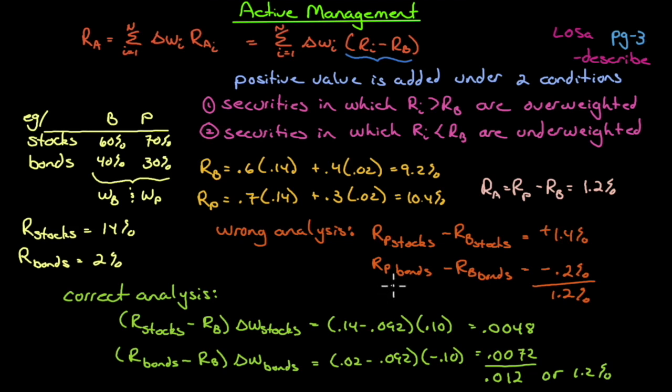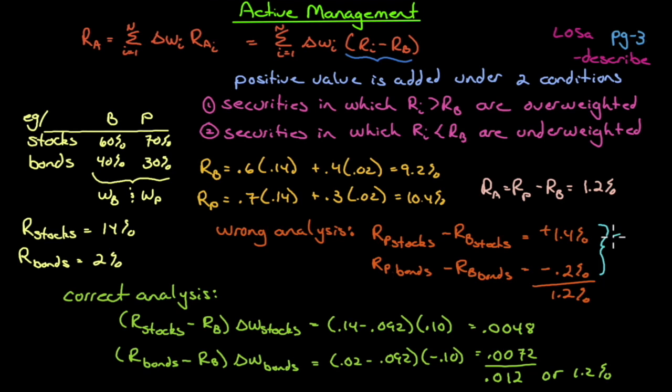However, if we look at bonds, the return on our portfolio for bonds minus the return on the benchmark for bonds, we had 0.3 times 0.02, whereas the benchmark had 0.4 times 0.02. So the benchmark had higher return from bonds. So the difference is negative 0.2%, from the portfolio perspective. So if we were just looking at this and you wanted to assess the manager on this, you'd say, okay, well, you outperformed the benchmark on bonds, you earned a higher return, on stocks.